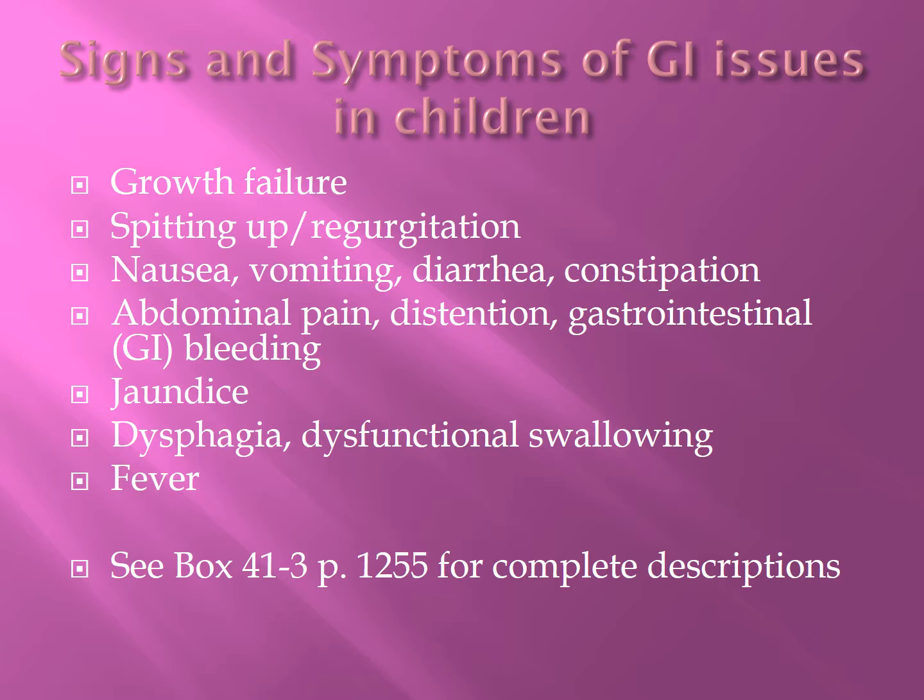Abdominal pain, distension, or GI bleeding. GI bleeding can be upper or lower. It can be acute or it can be chronic. But again, these are signs that we have some sort of GI issue going on. Jaundice is associated with liver dysfunction, which is a part of your GI system. Dysphagia, difficulty swallowing. Obviously, these are signs that you've got some kind of issue going on. Fever, which is interesting, because lots of times when kids have a GI bug, sometimes they will run a fever with it.